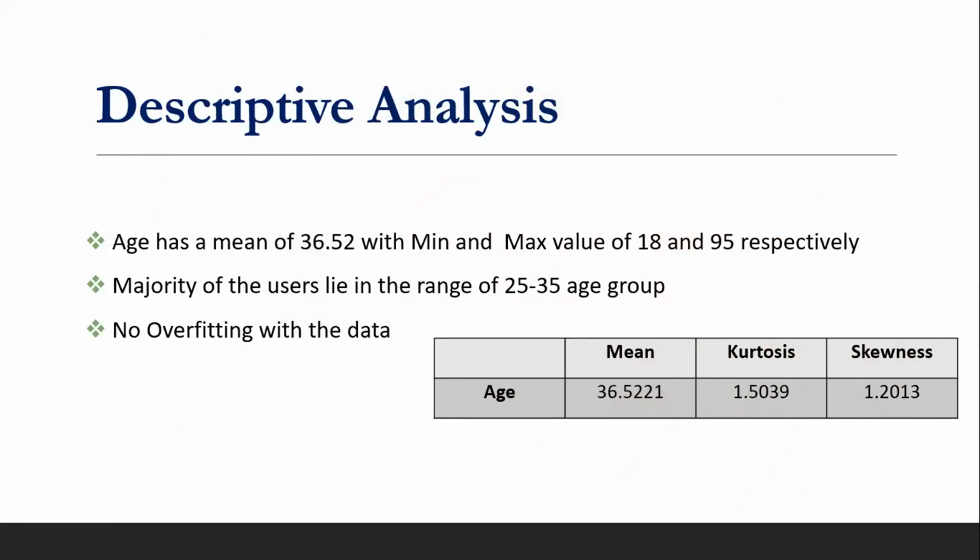Now, in terms of descriptive analysis, this is our very basic statistics. We have checked details of the response variable and independent variables, and what we have found is age has a mean of 36.5 with minimum and maximum values of 18 and 95, which we have set as the lower and upper limits. The majority of the users lie in the range of 25 to 35, and the same will be there in the next slides when we go to the visualizations. In terms of kurtosis and skewness, they are in the normal range: 1.5 for kurtosis and 1.2 for skewness. Overfitting of data was also found not to be a significant issue in this case.